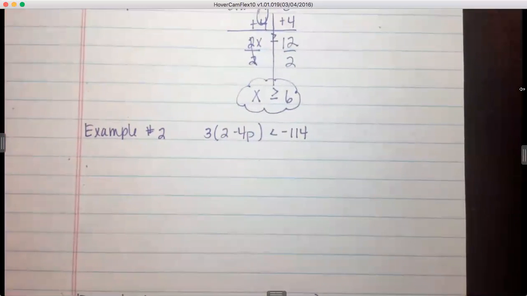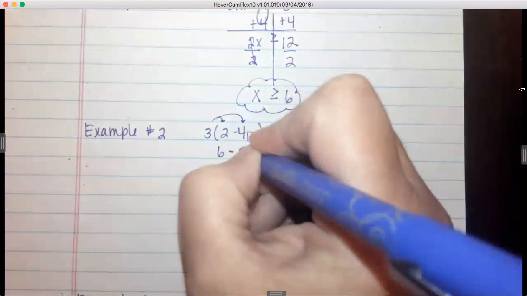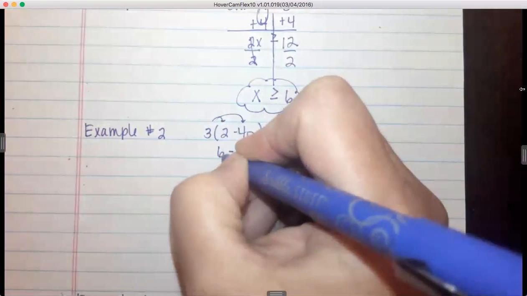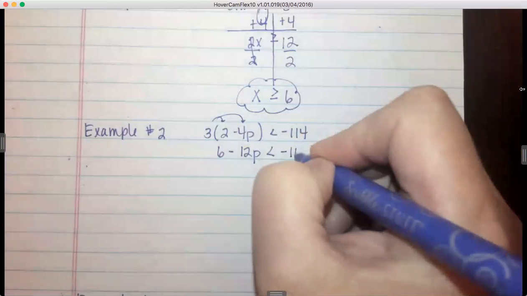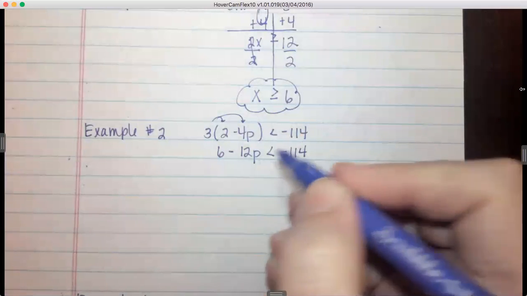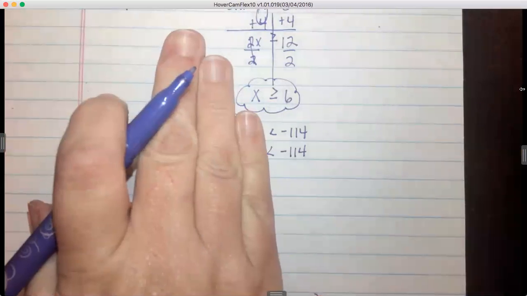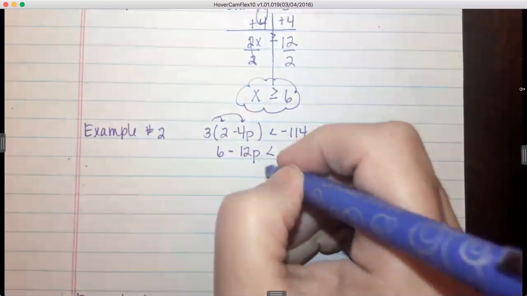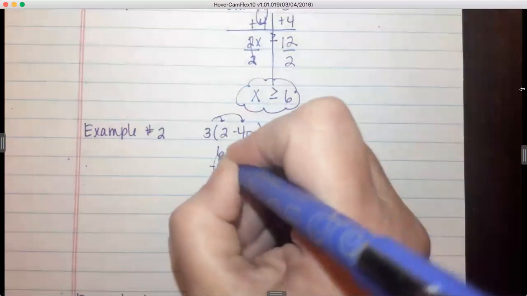3 times 2 minus 4p is less than -114. So I don't see any fractions, but I do see distribution. So I need to distribute in 6 minus 12p. 3 times 2 is 6. 3 times -4p is -12p. Less than -114. Okay, I don't have any like terms on either side to combine. So on this side, p and 6 are not like terms. On this side, there's only 1, so I don't have to do that. I do, however, have to move this 6 over because now we are undoing the constant.